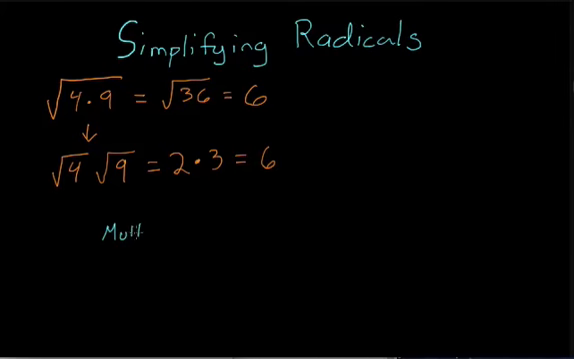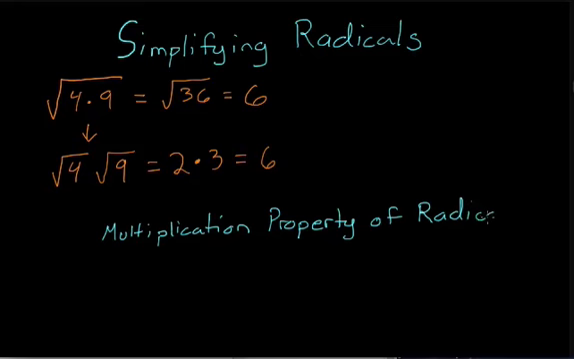the multiplication property of radicals. And it goes something like this. If you have the square root of a product A times B, that is equal to the square root of A times the square root of B.